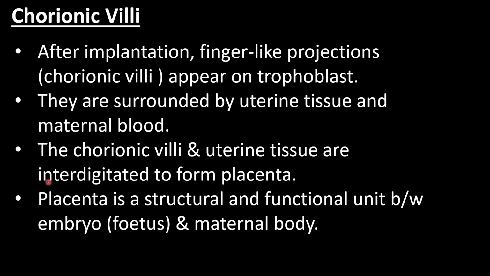It is necessary to know about chorionic villi. After implantation, finger-like projections, which are called chorionic villi, appear on the trophoblast. So trophoblast is the outer layer of the blastocyst. They are surrounded by uterine tissue and maternal blood. The chorionic villi and uterine tissue are integrated and form the placenta. Placenta is a structural and functional unit between the embryo, that is the fetus, and the maternal body.